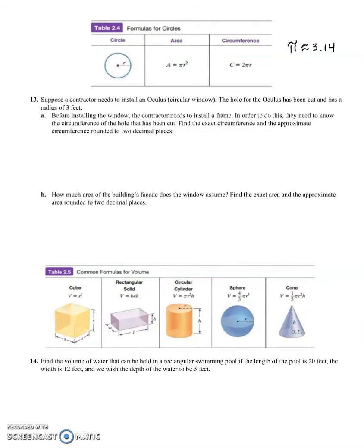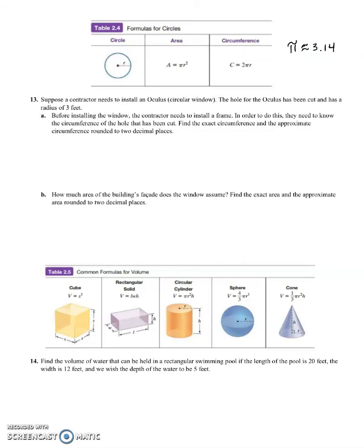So anyway, suppose a contractor needs to install an oculus, which is a circular window. The hole for the oculus has been cut and has a radius of 3 feet. Before installing, the contractor needs to install a frame. In order to do this, the contractor needs to know the circumference of the hole that's been cut. So find the exact circumference and the approximate circumference rounded to 2 decimal places.